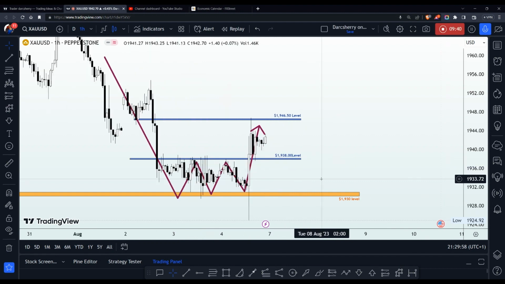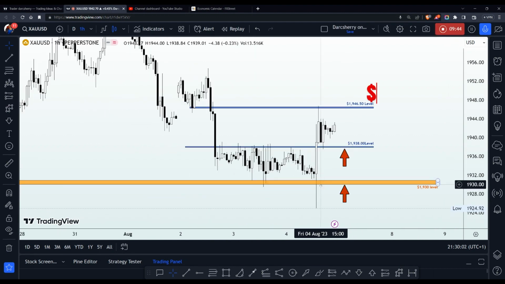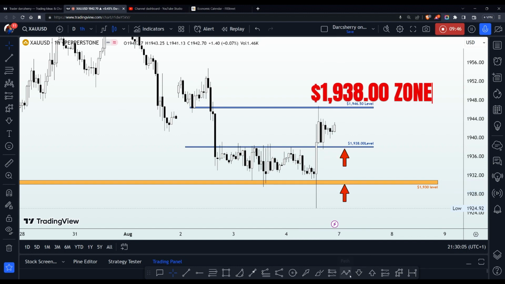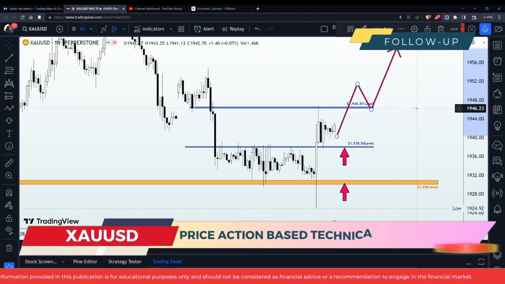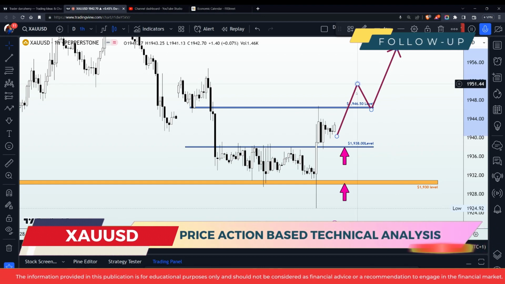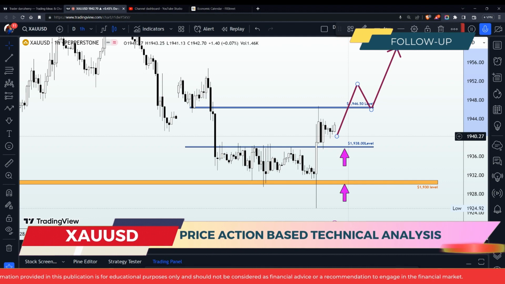So, going into the new week right now, I would like to see price remain above the 1,938 to feel comfortable buying the XAUUSD, and a further breakout of the $1,946.50 level will welcome more opportunity to maximize the potential of this uptrend continuation.